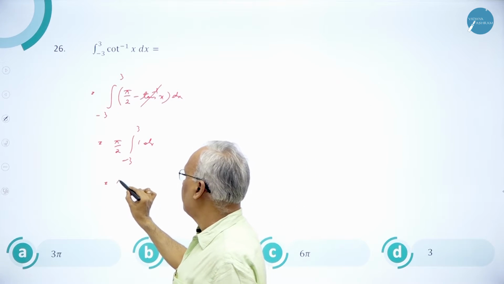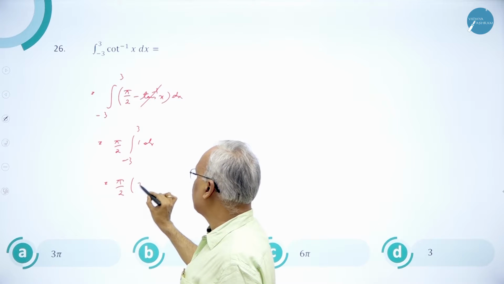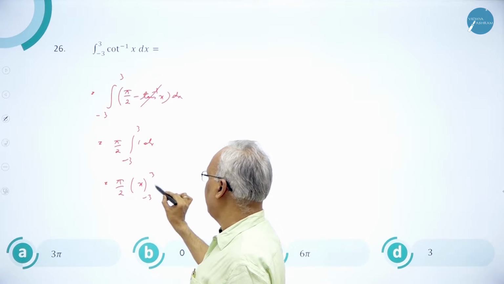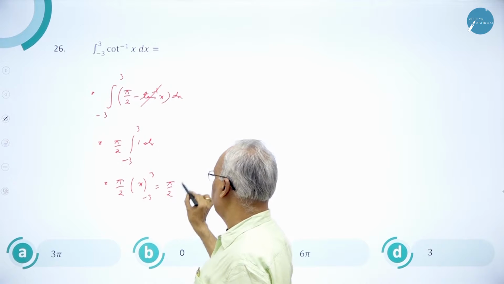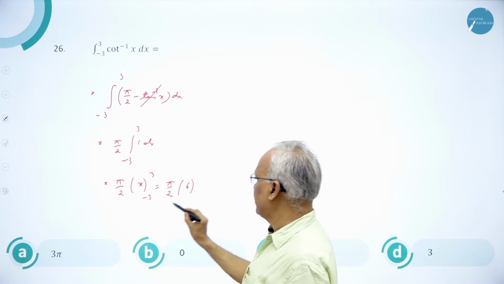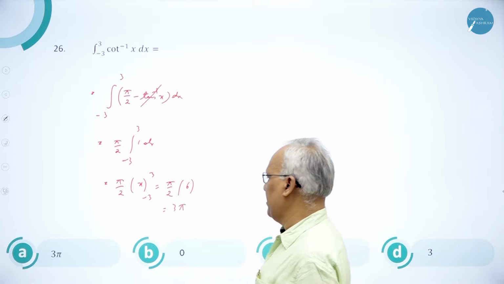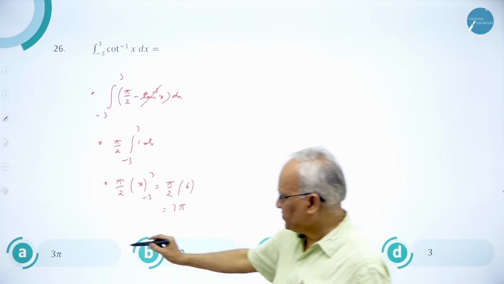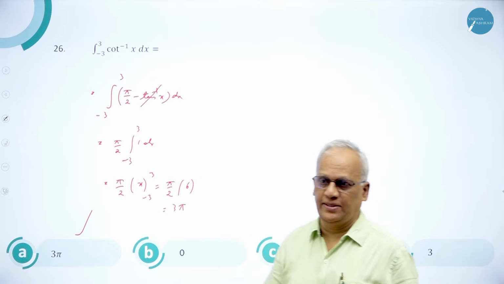This is equal to pi by 2 into x between minus 3 and plus 3, which is equal to pi by 2 into 3 minus of minus 3, 6, which is equal to 3 pi. Therefore, the answer is A. The answer is 3 pi.